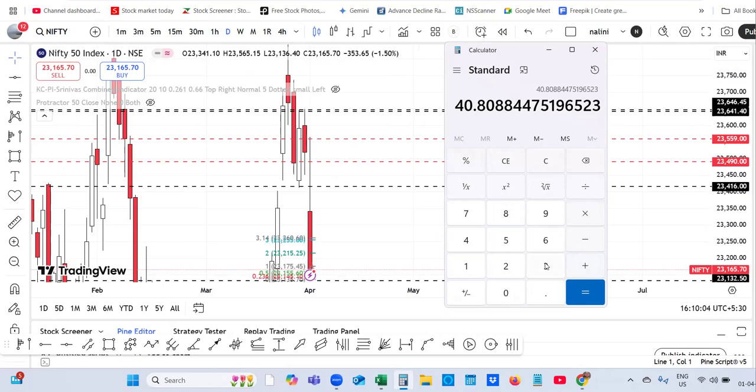When I add it to the closing price, 23,519, I am getting one value, 23,559. The same value, 40 point something, 40.8, will be deducted from 23,519. See, you are getting here 559. And by subtracting, I'm getting this value 23,486. For finding out the 66.66, same procedure.